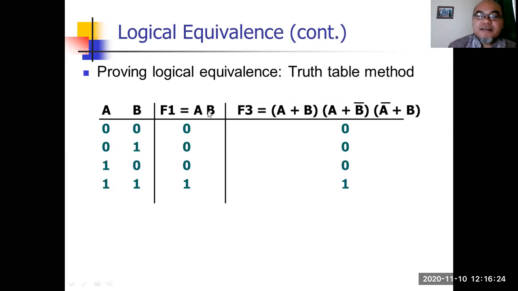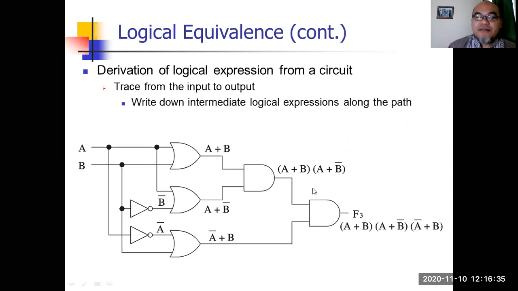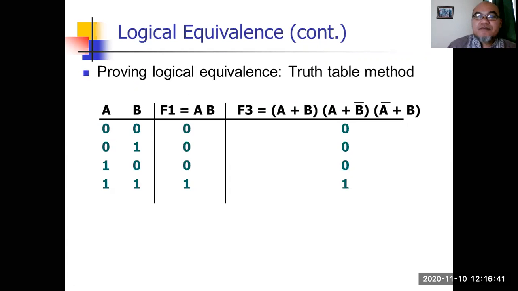If this is a simplified form, A and B is 0, 0, 0, and then the final one is 1. So if you use this other logical expression derived from this larger combination of multiple gates, A or B will be 0, A or not B will also be 0, then not A or B will also be 0. So 0 and 0 and 0 becomes 0.